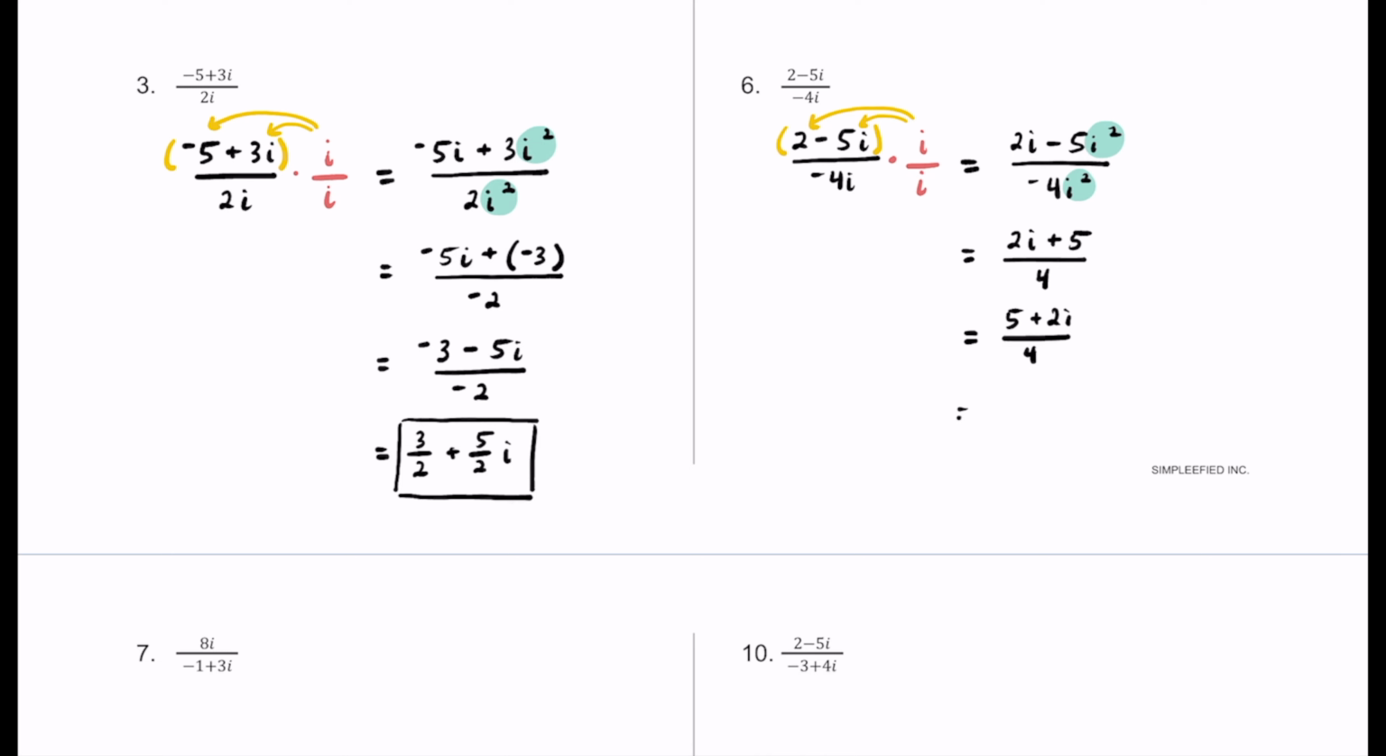So 5 over 4 is just 5/4, just like this. And then we have 2 over 4, that's the same thing as a half. So this is going to be 5/4 plus half i. All right, cool. So that would be our standard form for this complex number.